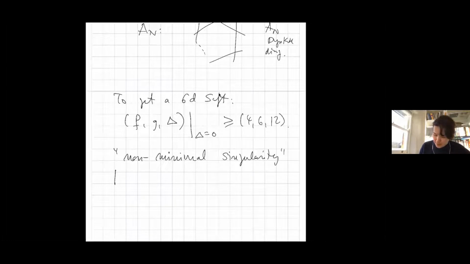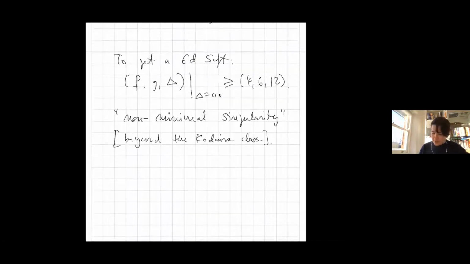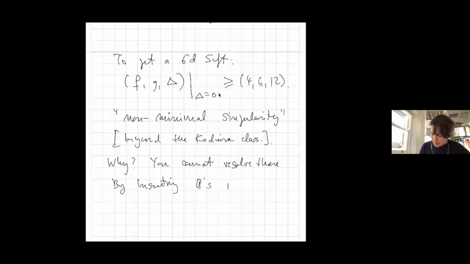Right, so if you go to Wikipedia and open the Kodaira classification, at the very bottom it says that if f, g and delta vanish to more than 4, 6, 12, that's non-minimal, and we won't discuss it. So this is beyond the Kodaira classification. And why is that? It's basically because you cannot resolve these by inserting P1s in the fiber.